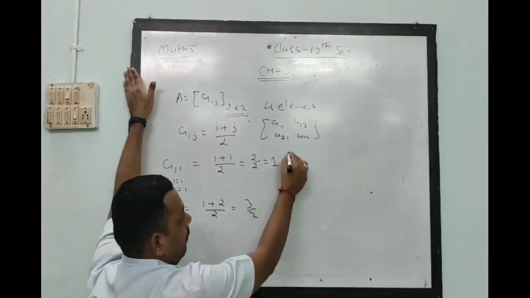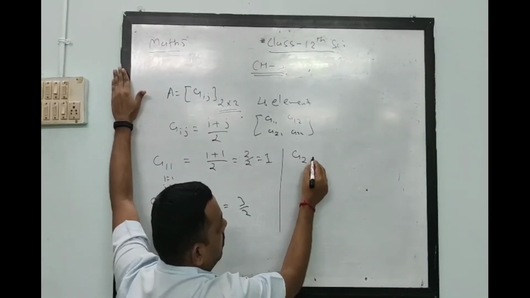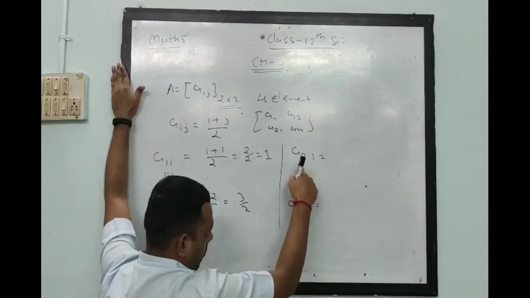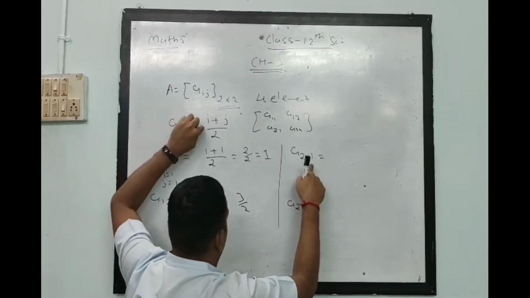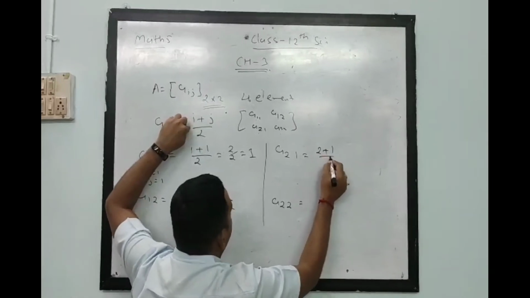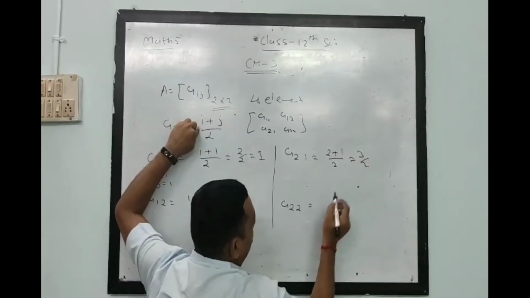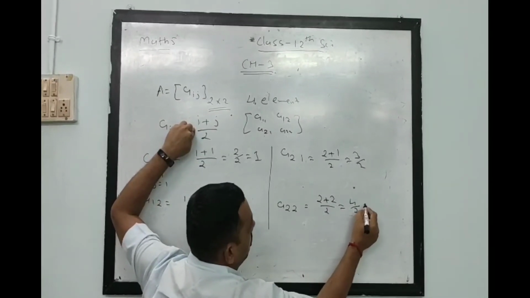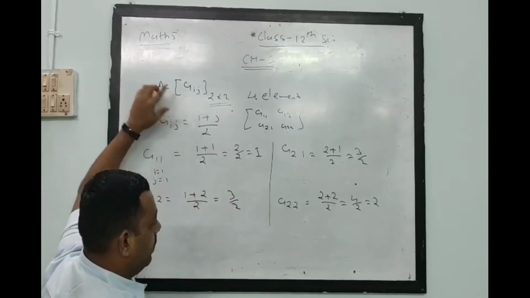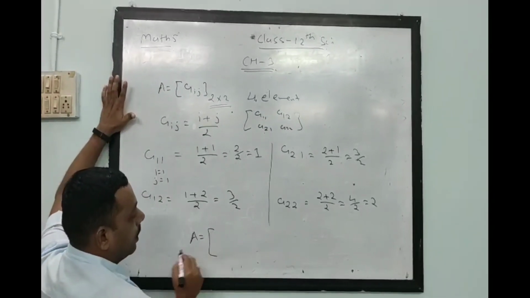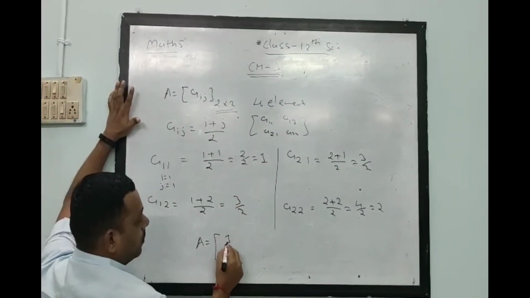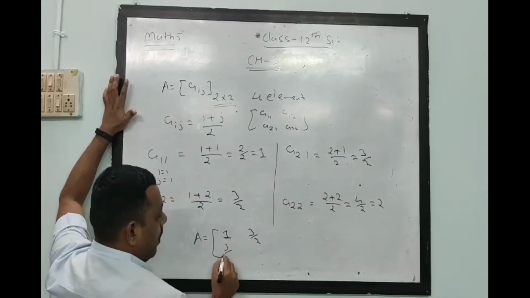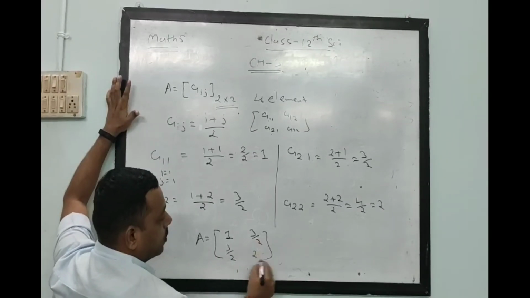Now same way, if you want to find the remaining entries, that is A21 and A22, we will substitute values of i and j, that is 2 and 1 in this relation. So (2 plus 1) by 2, that is 3 by 2, and (2 plus 2) by 2, that is 4 by 2, which is equal to 2. So finally the required matrix A is A11, that is 1, A12, that is 3 by 2, A21, that is 3 by 2, and A22, that is 2.